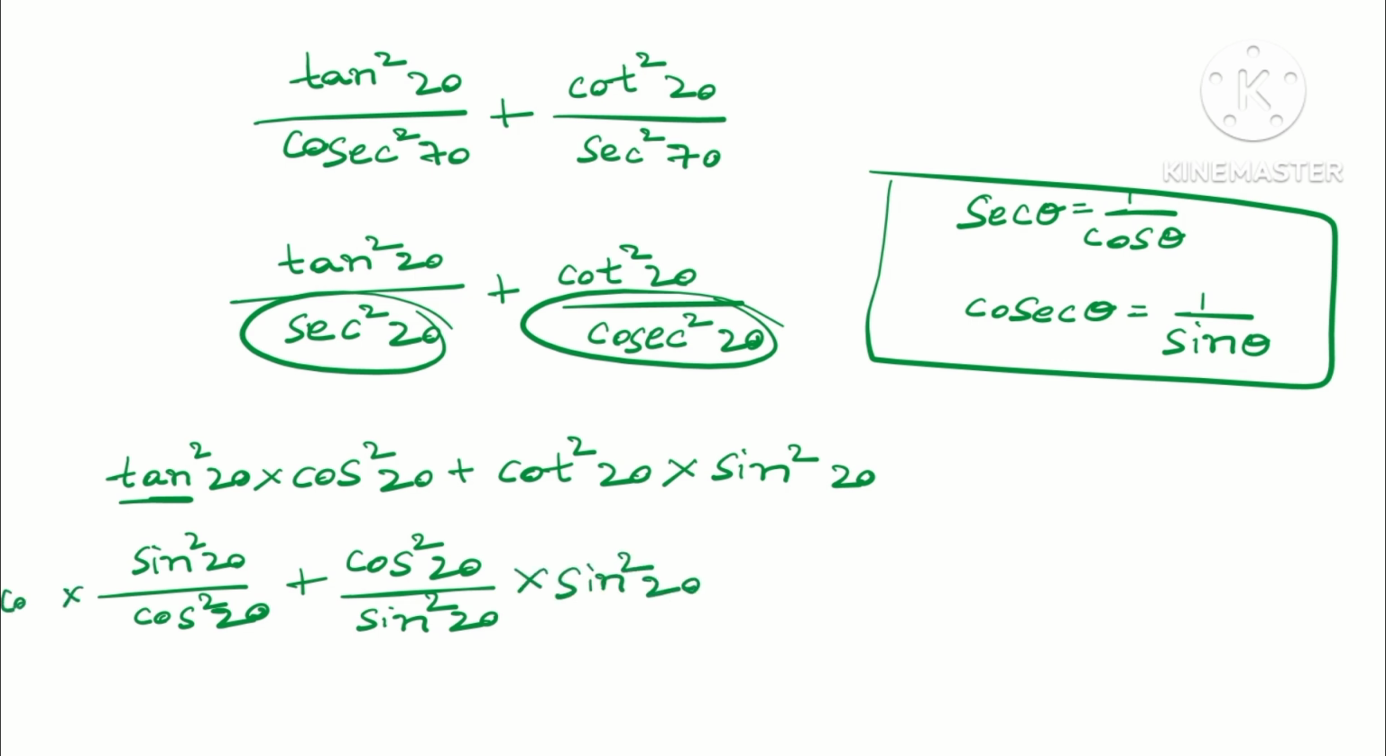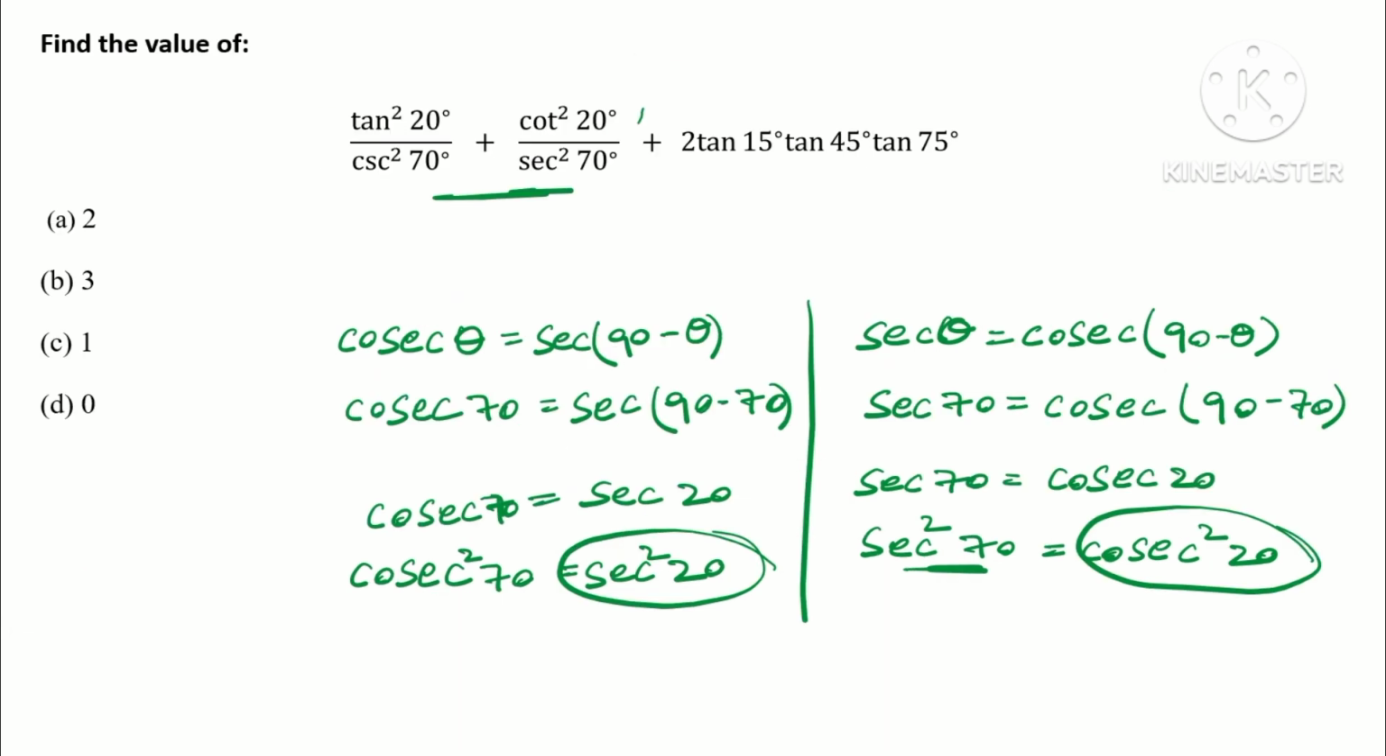here cos square 20. So cos square 20 cancels, sin square 20 gets cancelled. We get sin square 20 plus cos square 20. We know sin square theta plus cos square theta is 1. So this value will be 1.